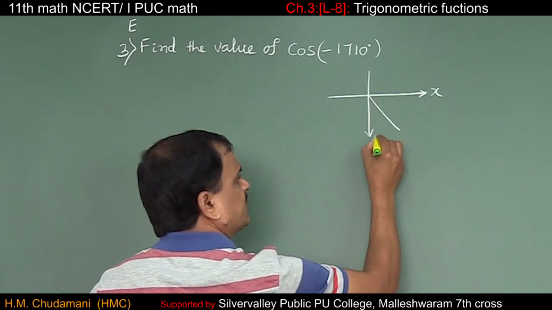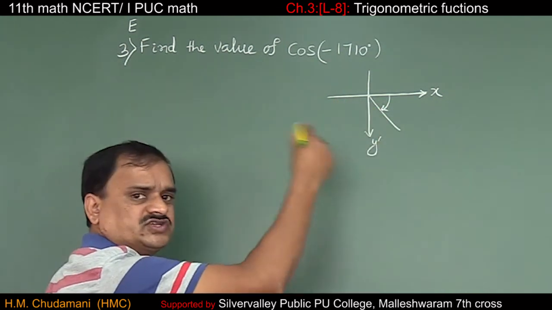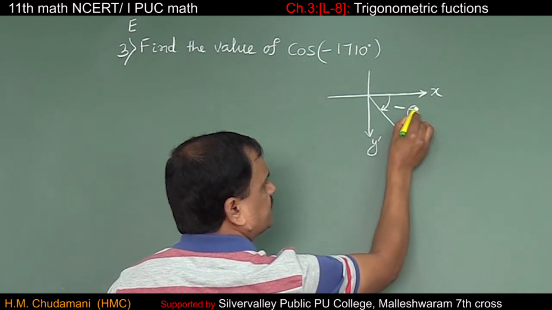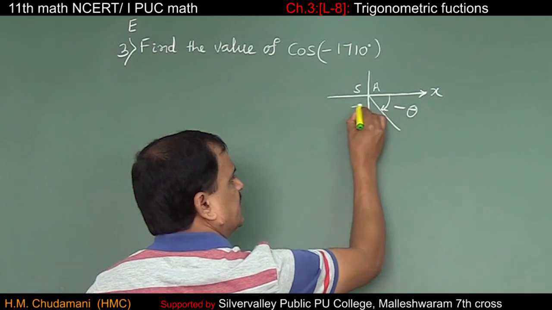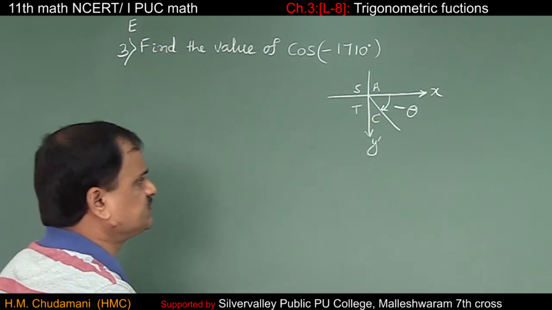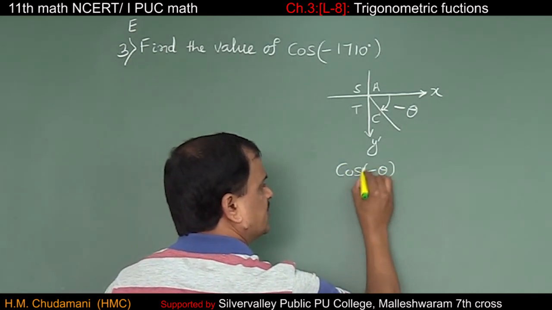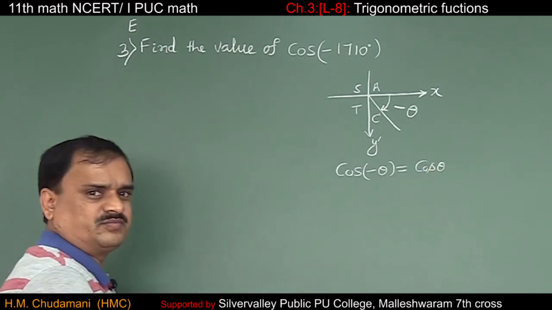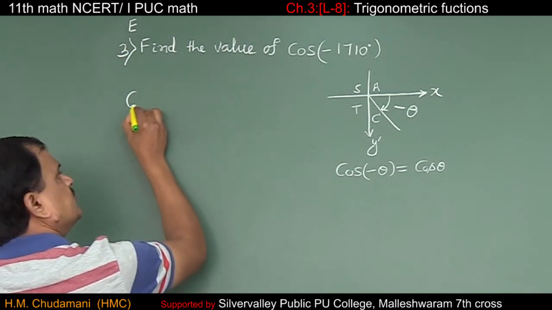Where does minus theta lie? If the rotation is in a clockwise direction, it is a negative measurement. As per the ASTC rule, it lies in the fourth quadrant. In the fourth quadrant, cos is positive, so cos of minus theta is equal to plus cos theta. Of course, secant of minus theta is plus secant theta.